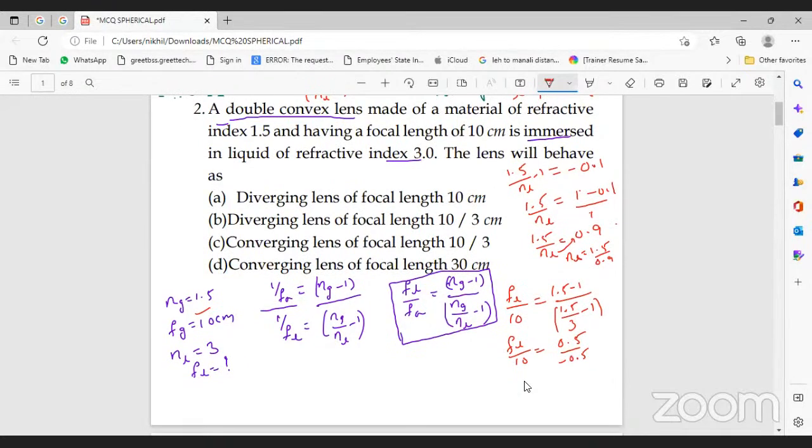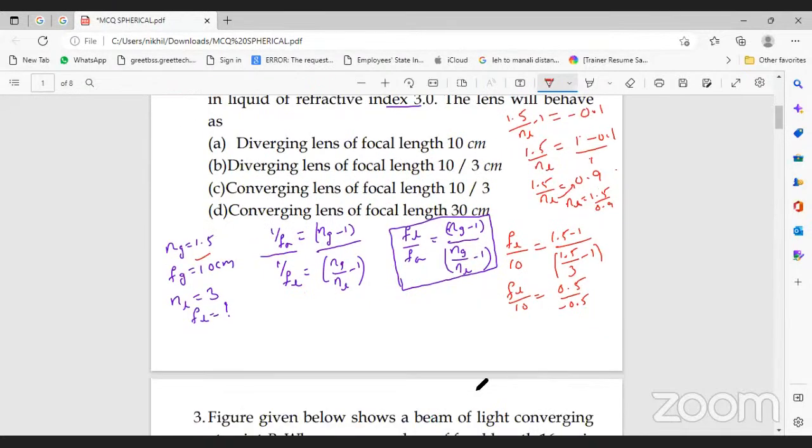1.5 by 3 is 1 by 2. 1 by 2 minus 1 is 0.5, no? Yes, sir. So FL by 10 equals minus 1. FL will be equal to minus 10, cross multiplication. FL will be minus 10 centimeter, isn't it?